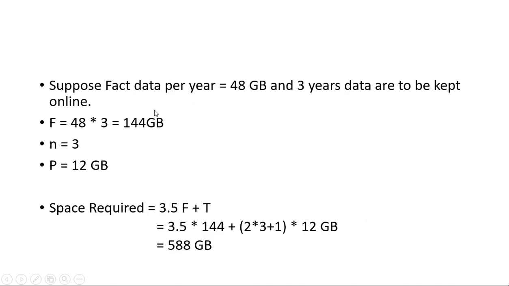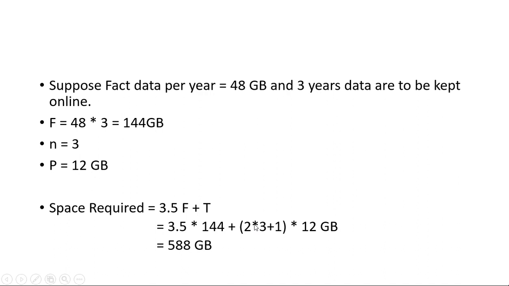Now let's see a simple example. Let's suppose an organization wants to put its data online for 3 years, and each year the data generated will be 48 gigabytes. So our total fact data will be 48, the total amount of data generated per year, multiplied by the number of years of data that have to be kept online. So we multiply 48 by 3, and we get 144 gigabytes. Suppose the number of concurrent queries is 3 and the partition size is 12. We insert the values of F and T into the formula 3.5F plus T, and we get 588 gigabytes.